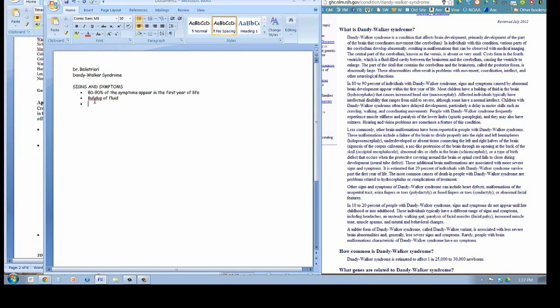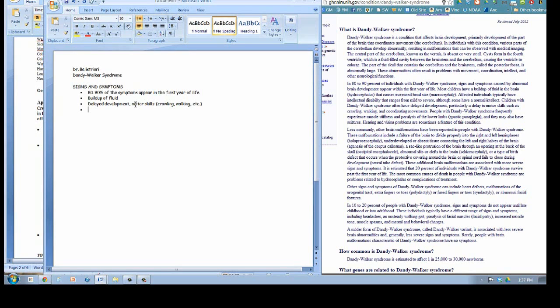Correct my spelling there. Buildup of fluid. Children have delayed development and delay in motor skills such as crawling, walking, and coordinating movements. So we'll put delayed development, motor skills, crawling, walking, etc. So you can see how I'm taking this and putting it into my own words.